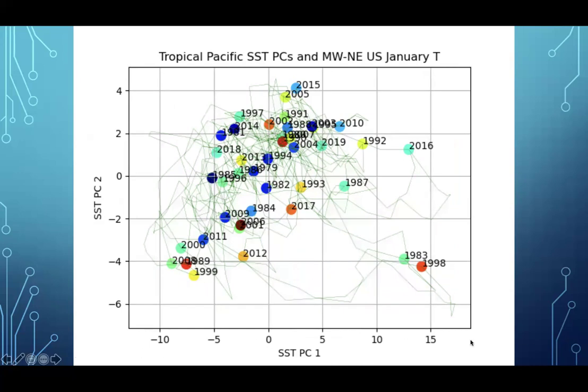PC1 is across the bottom, so this is the standard El Nino. So far to the left here is La Nina. Far to the right here is El Nino. Low to the bottom here is Central Pacific cold. Top is Central Pacific warm.